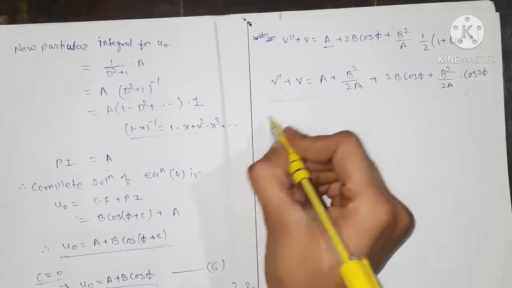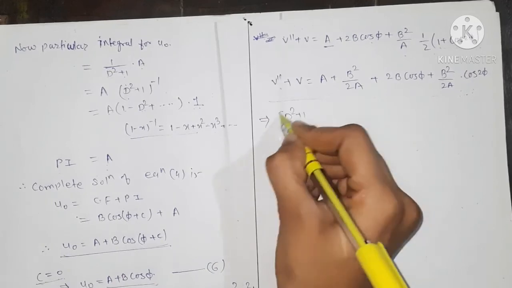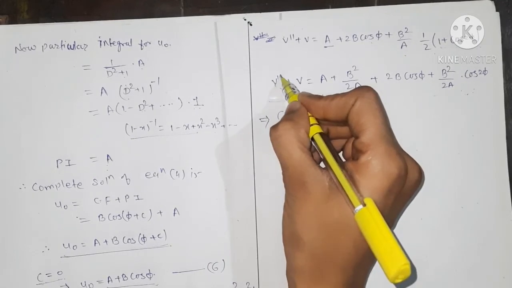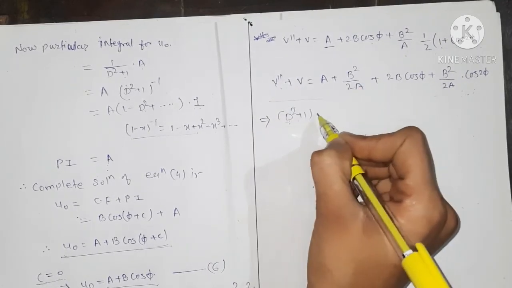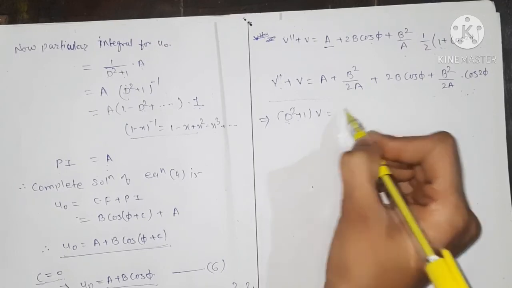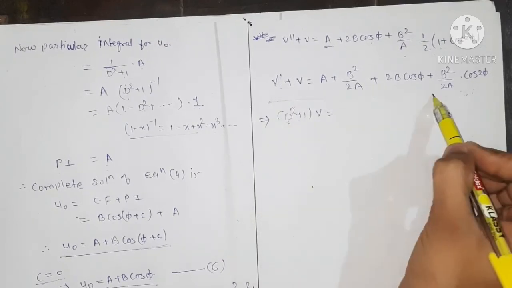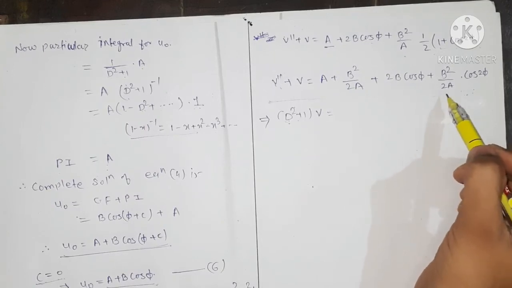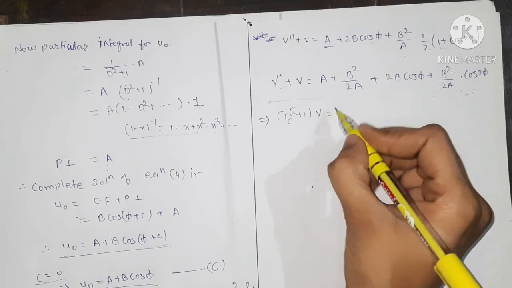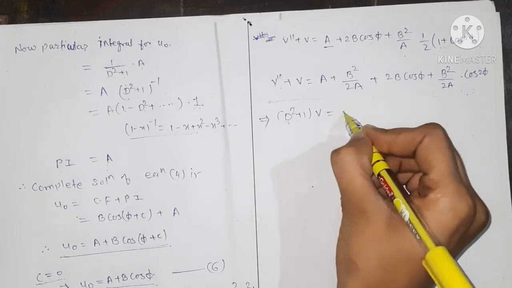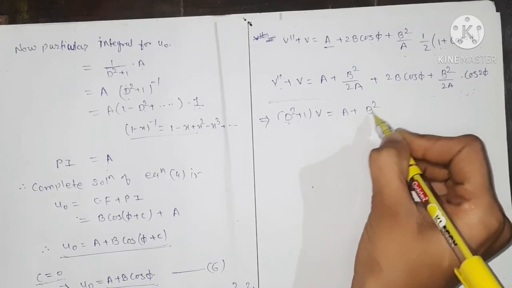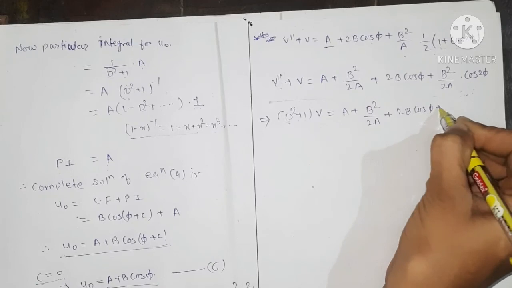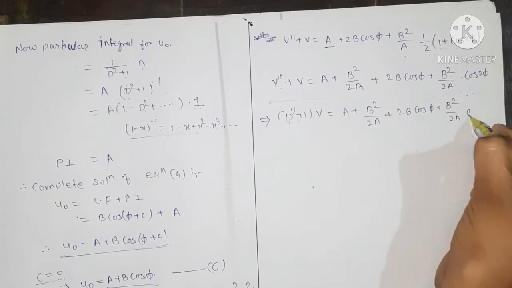Okay. So this equation can also be written as d square plus 1, because it is double dash here. So we have d square plus 1 and v as common. As you know how to solve this differential equation, in the BSc you know about this. So d square plus 1 into v is equal to a plus b square upon twice a plus 2b cos phi plus b square upon twice a cos of 2 phi.